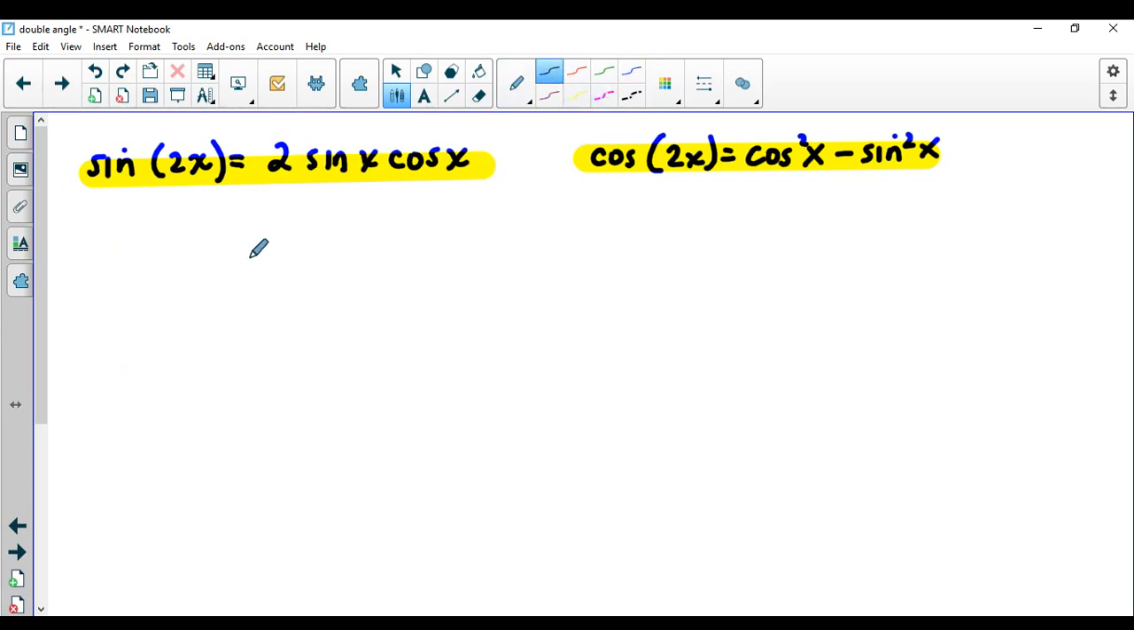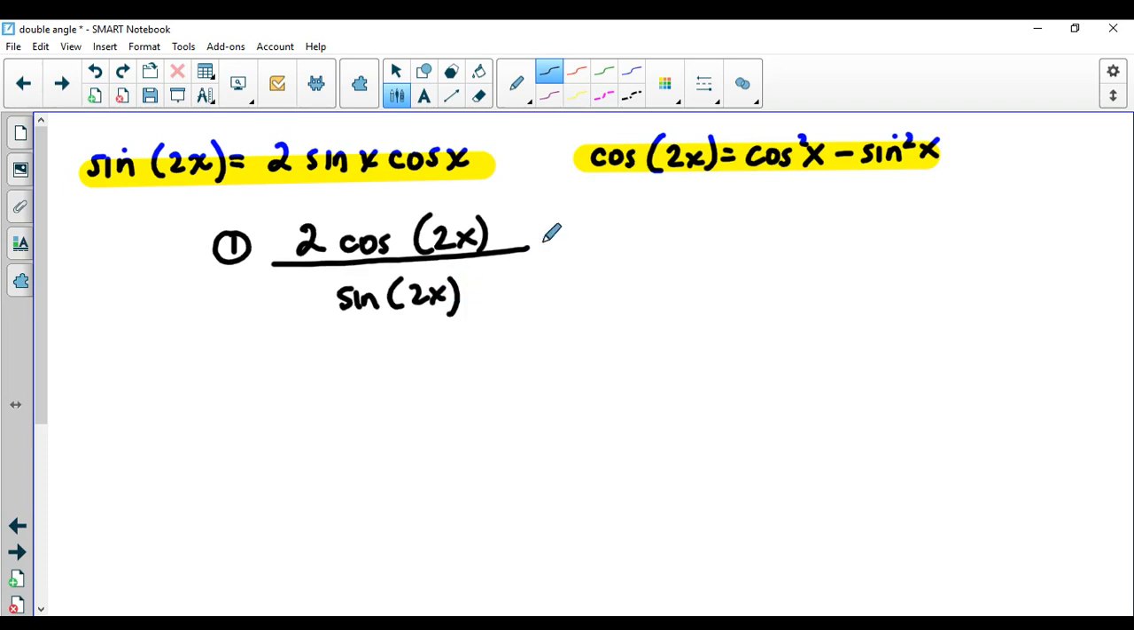Proof number 1. Let's see. We have 2 cosine 2x. There we go. Already we see a double angle. The sine of 2x is equal to the cotan of x minus the tan of x.